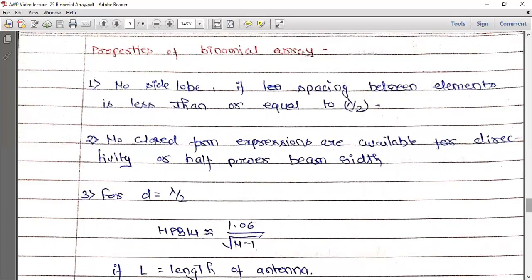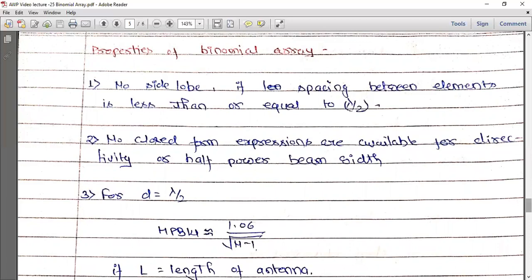How can we check that? It is very simple. You use some simulation tools for antenna designing, and using those tools, you start preparing a binomial antenna array, an antenna array with uniform spacing, and provide the excitation as per the binomial excitation. Then for varying inter-element spacing, check out the radiation pattern. You can very well find that for inter-element spacing less than or equal to lambda by 2, there will be no side lobe, but in any other case, you will find the same.